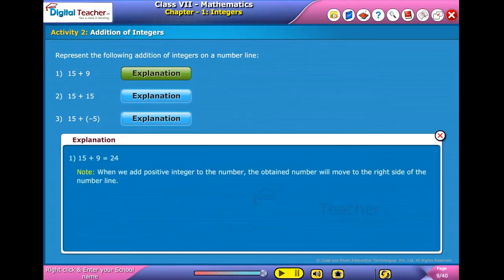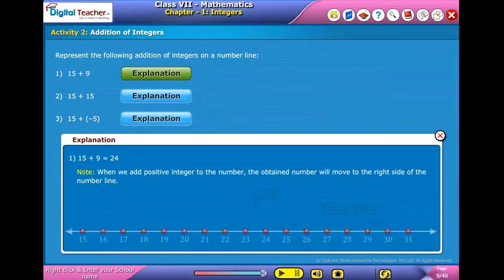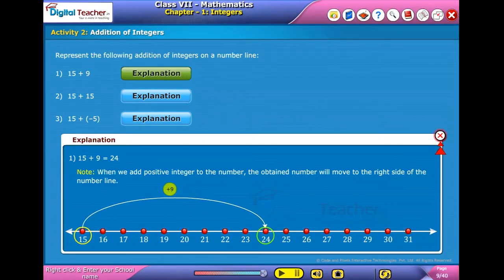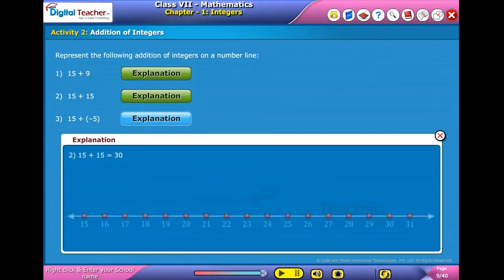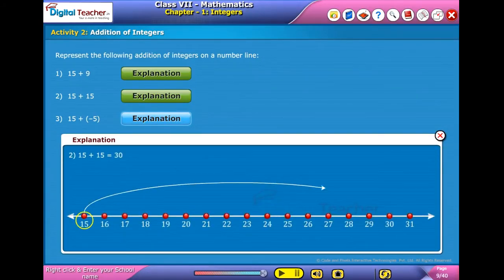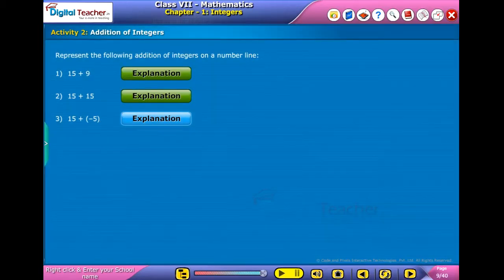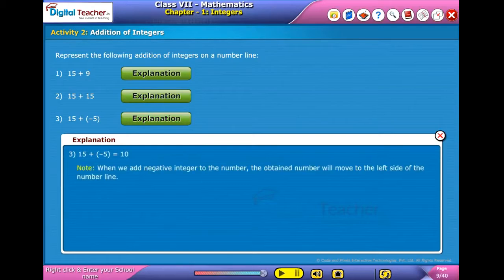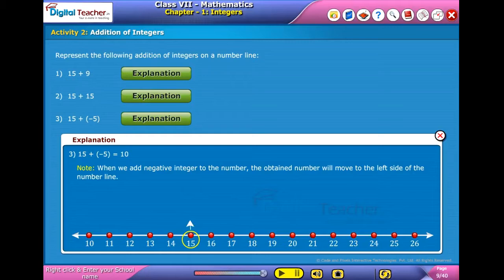Note: when we add positive integer to the number, the obtained number will move to the right side of the number line. Its representation is as shown on screen. Note: when we add negative integer to the number, the obtained number will move to the left side of the number line. Its representation is as shown on screen.